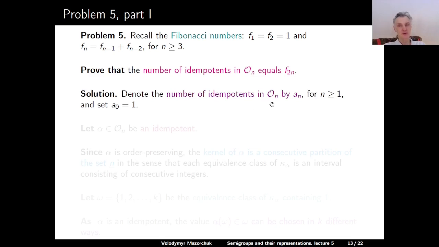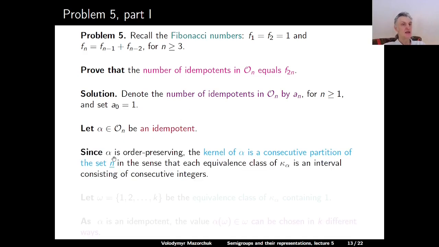Denote the number of idempotents in O_n by A_n, where n is greater than or equal to 1, and set A_0 to be equal to 1. Let alpha be an idempotent in O_n. Since alpha is order-preserving, the kernel of alpha is a consecutive partition of the set n underlined, in the sense that each equivalence class of the kernel of alpha is an interval consisting of consecutive integers.